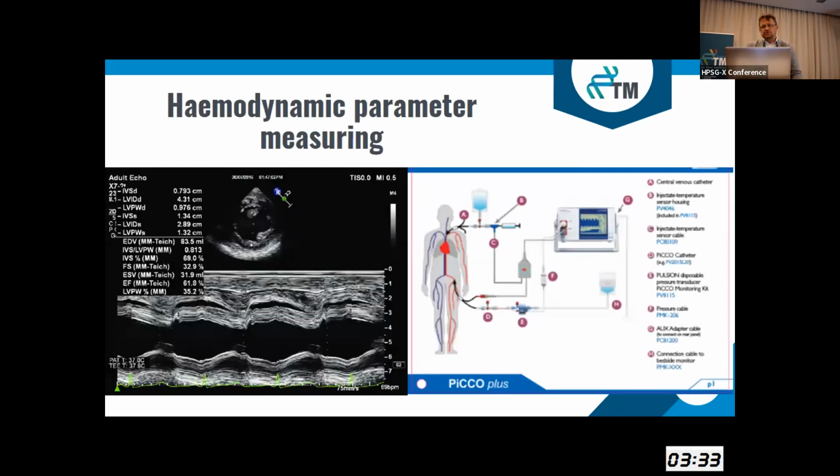On the ICU, we can measure different static and dynamic hemodynamic parameters with invasive and non-invasive techniques. On the left side, you can see a cardiac echo picture. With this non-invasive technique, you can measure the dimensions of the left ventricle, and from this data, you can calculate the ejection fraction and cardiac output of the heart. On the right side, you can see a PiCCO module. This is an invasive hemodynamic technique, and this adds a lot of information about fluid responsiveness, cardiac output, and contractility of the left ventricle.